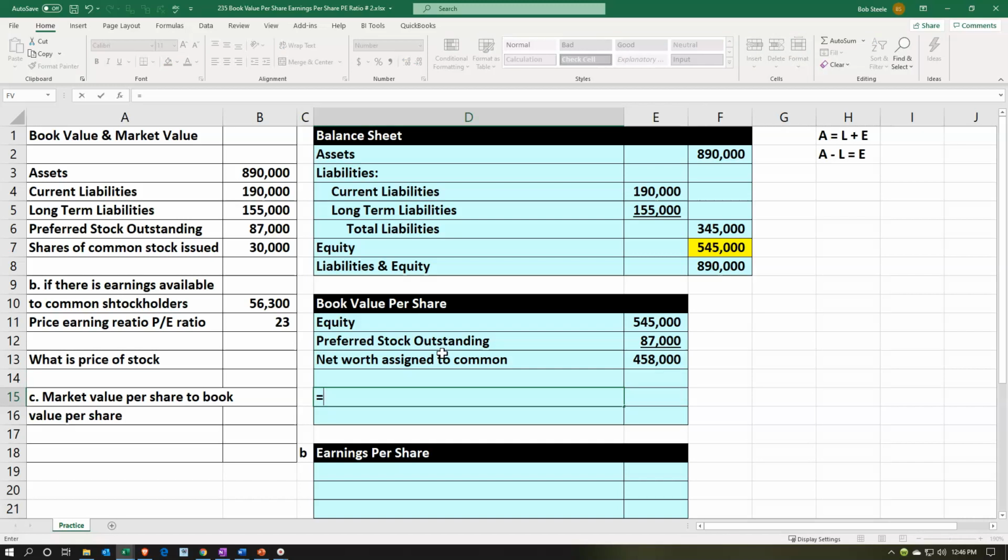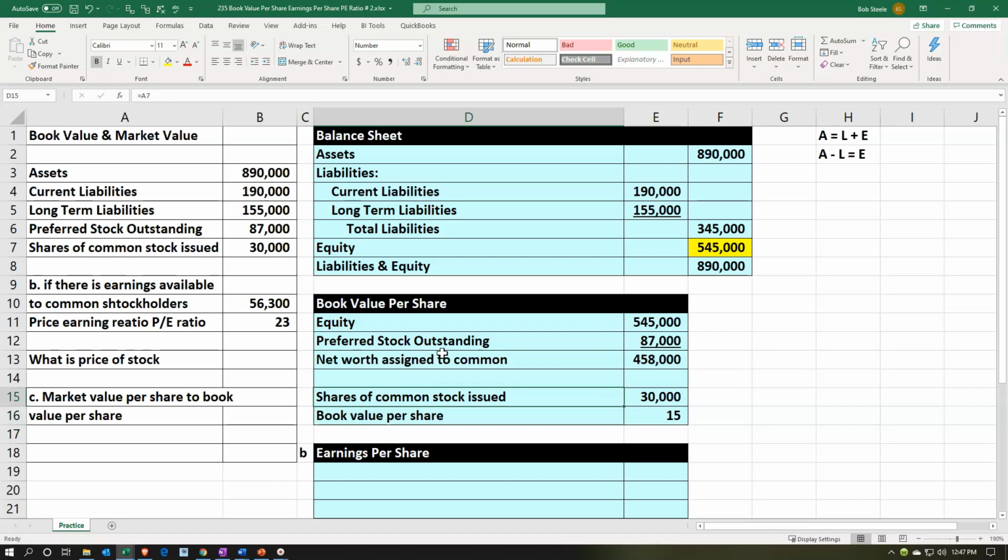Then we're going to be picking up the shares of common stock, which there are equal to 30,000 shares of common stock, not 30,000 people, but 30,000 shares. One person can own multiple shares, remember? And that's going to give us the book value per share, which is going to be equal to the 458,000 divided by the 30,000.